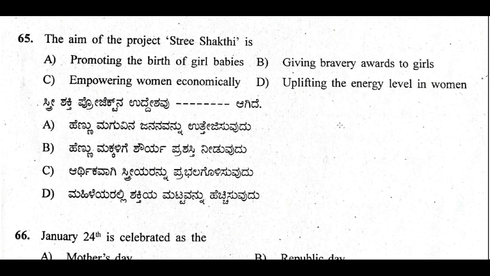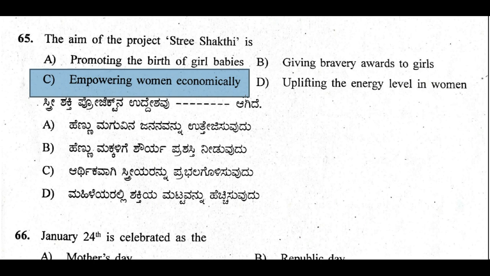So the Shri Shakti project's main aim is to strengthen the process of economic development of rural women and to create the conducive environment for social change and to form self-help groups, SHG, based on the thrift and credit principles, which builds self-reliance and enables the women to have greater access and control over the resources. So therefore, the aim of the project Shri Shakti is empowering the women economically. Option C is the right answer.